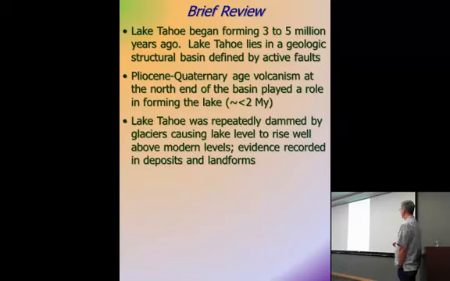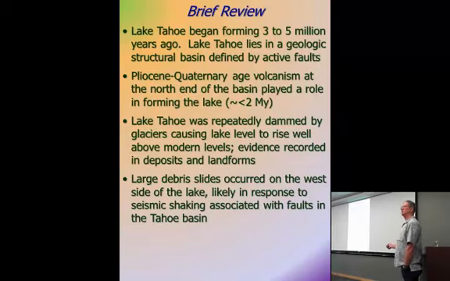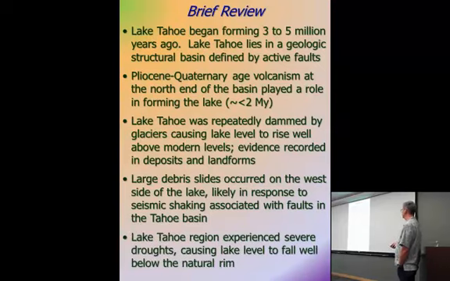Damming by the glaciers caused lake level to rise well above the modern levels. We saw some of those deposits and landforms that allow us to say this. Large debris slides, the McKinney Bay complex, a monstrous thing. Not sure exactly when it happened, but tens of thousands of years in the past, most likely because of seismic shaking. And then we have evidence for severe drought throughout the history of Lake Tahoe. So there you go, that's kind of in a nutshell. It's not just geology, but unfortunately I have a hard time separating geology from climate and everything else.